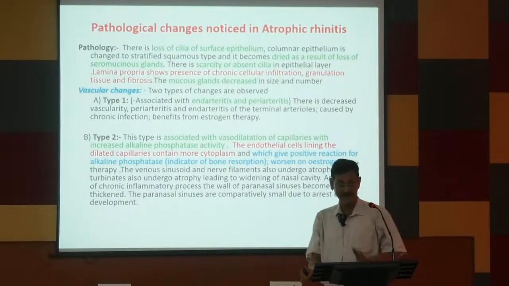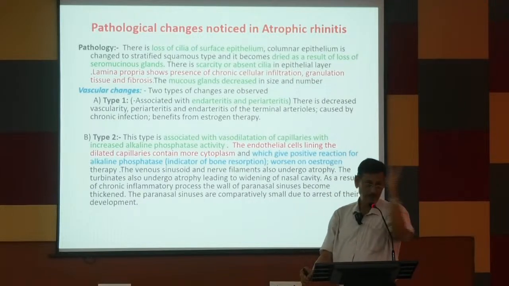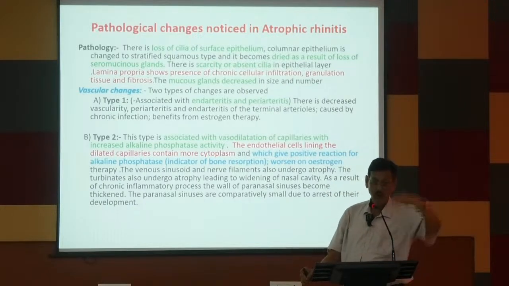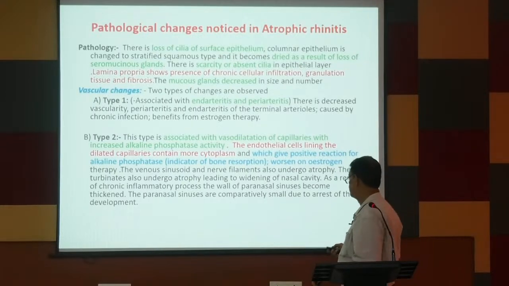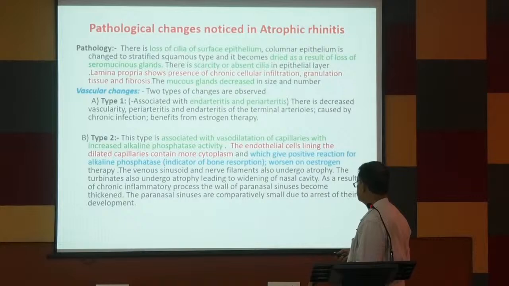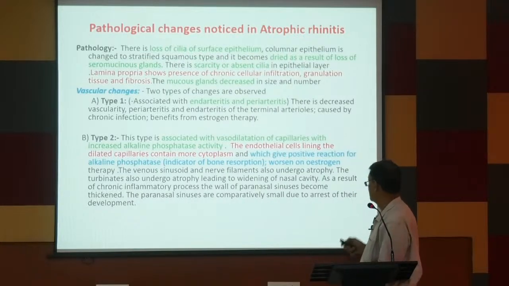As the secretion dries, the ciliary function goes and the surface layer dries up. The new generation of the layer will not be so tall, it will be shorter, so it becomes cuboidal in nature. Lamina propria shows the presence of chronic inflammatory cells, because it is a chronic infection that leads to chronic inflammatory cells, granulation tissue and fibrosis. The mucous glands diminish. This is the pathology of primary atrophic rhinitis mainly, but it can be secondary also.